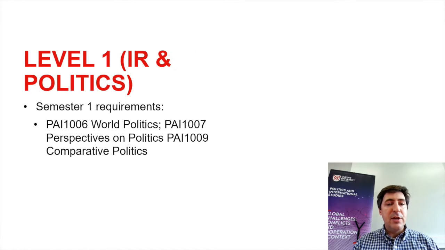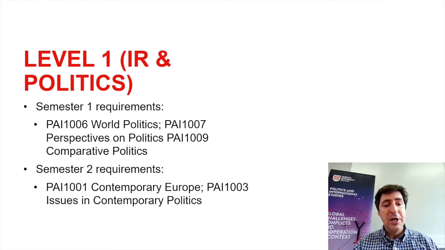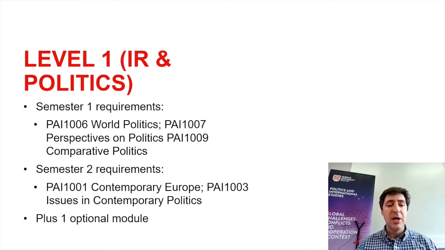For those of you taking the International Relations and Politics degree, you've got a few requirements in semester 1. You've got to take PAI 1006, World Politics, PAI 1007, Perspectives on Politics, and PAI 1009, Comparative Politics. Then in semester 2, you'll take both PAI 1001, Contemporary Europe, and PAI 1003, Issues in Contemporary Politics. In addition to those 5 required modules, you'll be able to take one optional module, whether one that's offered here in HAPP or outside of the school. That way you've got 6 total modules.